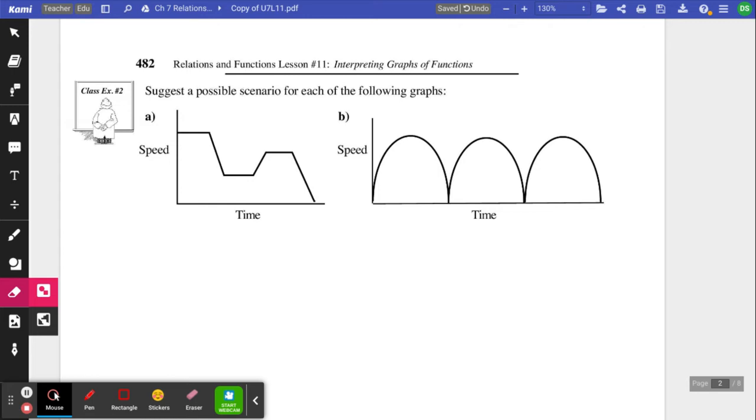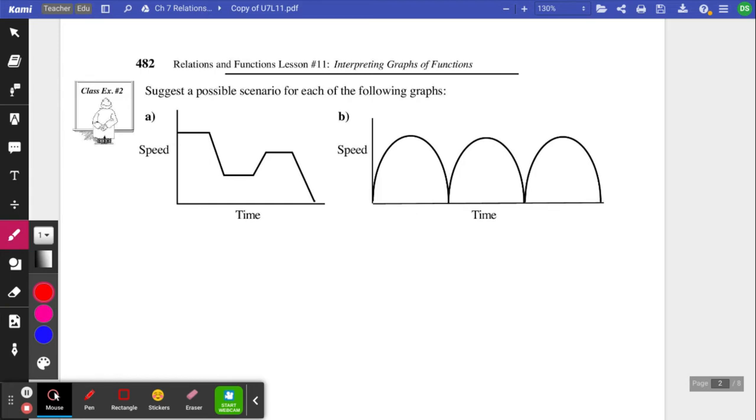Okay, let's go back to the first suggestion. What could be a possible scenario for the first one? What are we talking about? Speed and time, right? So you have to look at what's going on. Speed and time. So it's not height. Okay, this isn't the height. Speed and time. Talk to me about what you might make for the first one. Quick. Letter A. Tell me a story.